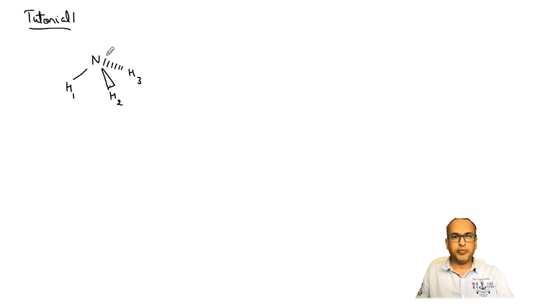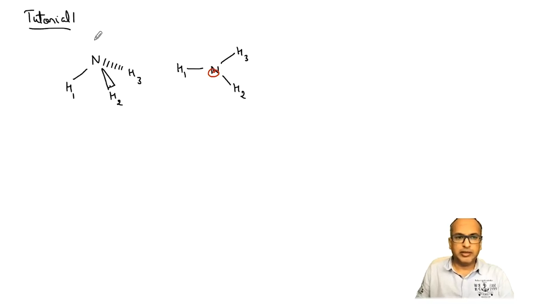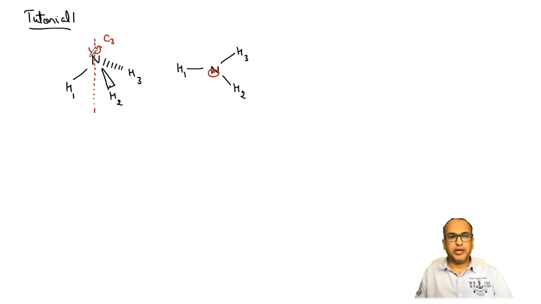Now if I see what different types of proper axes of rotation are present, I can also draw this as if I'm looking from the top. Here I'm looking from the top, and there is a proper axis of rotation of C3 order, with n equal to 3, which is perpendicular to the plane of the board if I look from the top. This is my C3 axis, and it is the only proper axis of rotation present in this molecule.